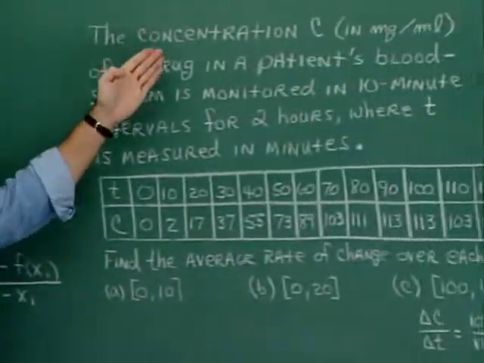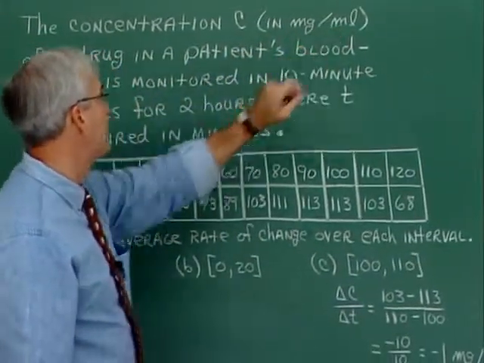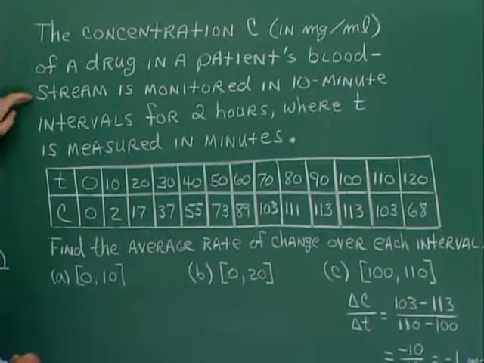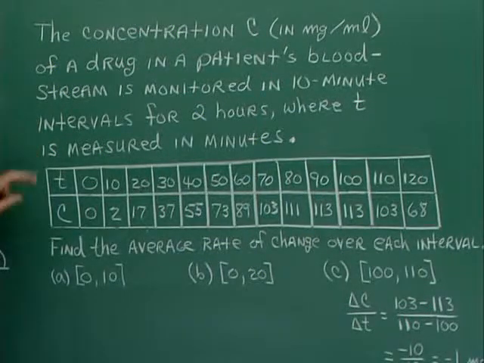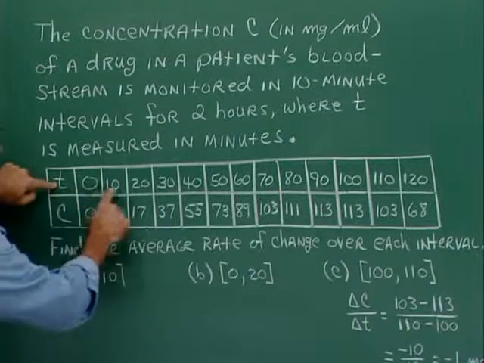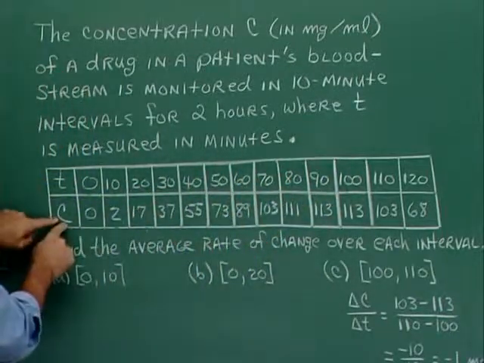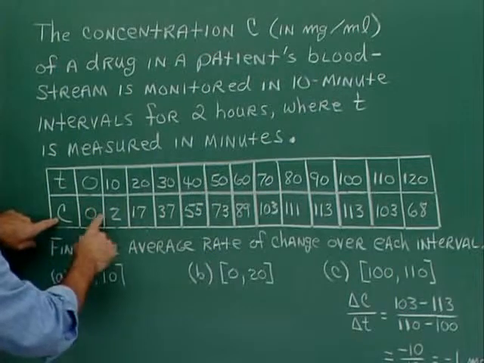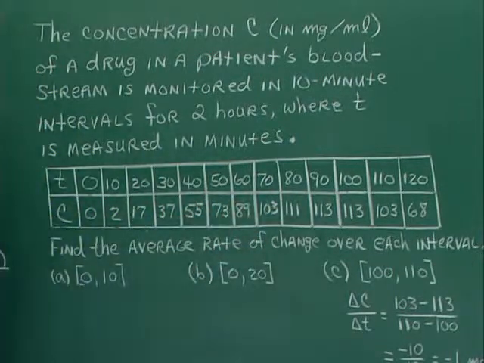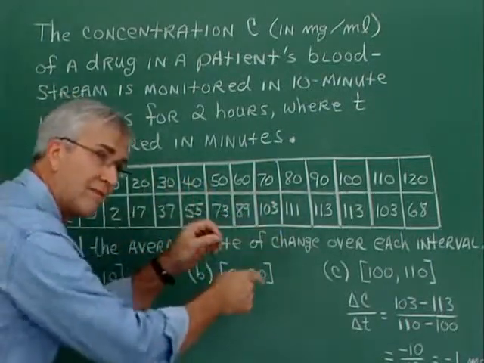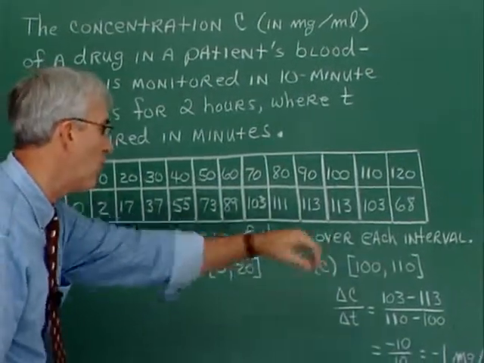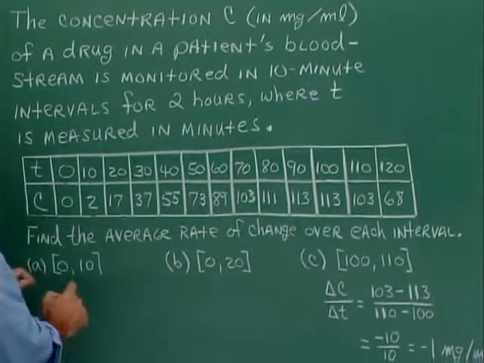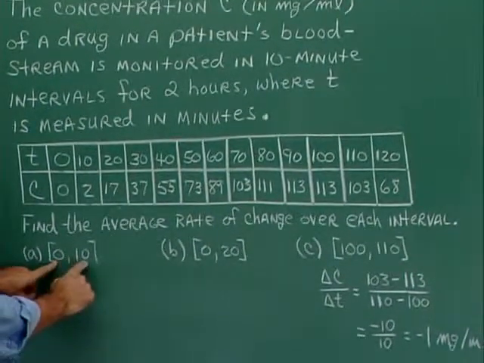The concentration C in milligrams per milliliter of a drug in a patient's bloodstream is monitored in 10-minute intervals for 2 hours, where t is measured in minutes. Now here's t, and here are the 10-minute intervals, and here's the concentration of this drug in the bloodstream, and these concentration amounts are in milligrams per milliliter of blood. That's milligrams of the drug per milliliter of blood. We want to find the average rate of change in the concentration over each interval. So we want the change in concentration in the interval from a time of 0 to a time of 10 minutes.